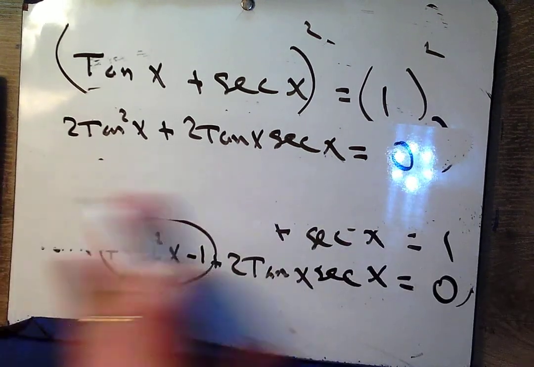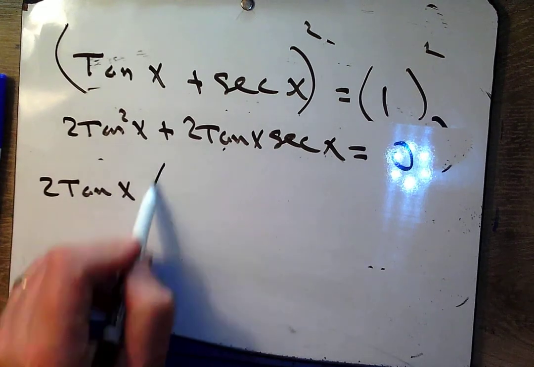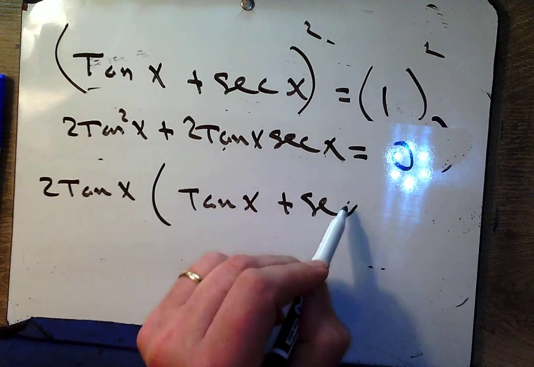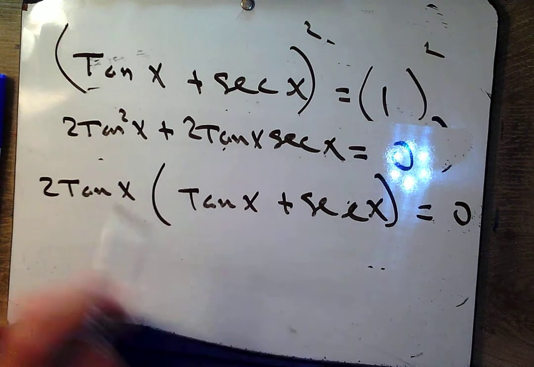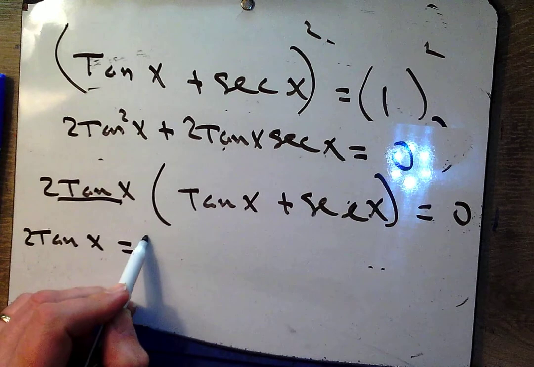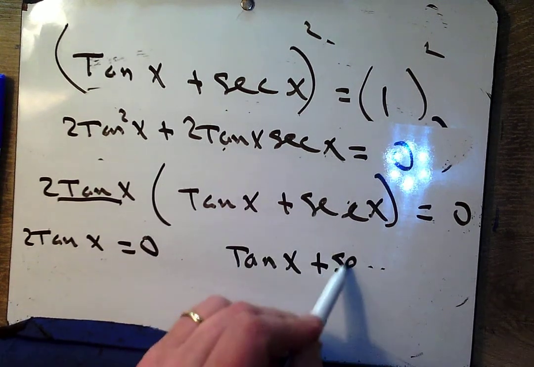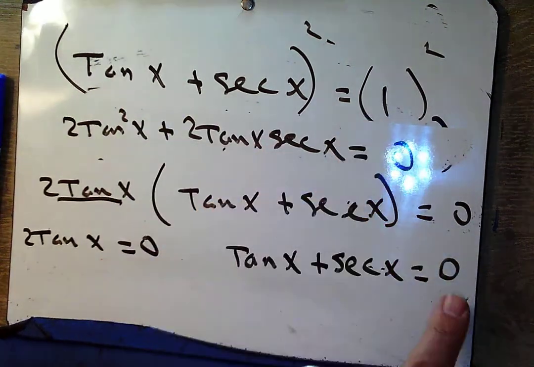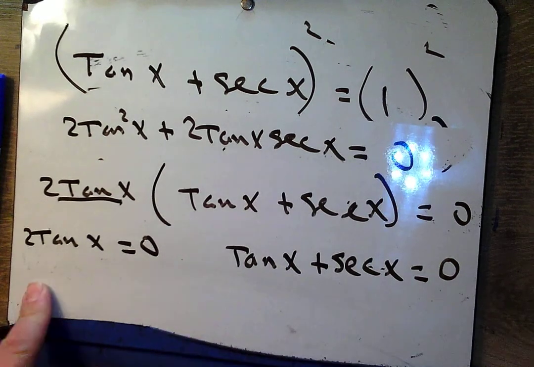And from here, I'm able to factor out a 2 tangent x, leaving me with tangent x plus secant x equals 0. Well, now I've got 2 tangent x equals 0. And over here, I have something that feels very much like where I started the problem, except that this was equal to 1, and this is equal to 0. And I can do stuff with 0 that I couldn't do with 1.